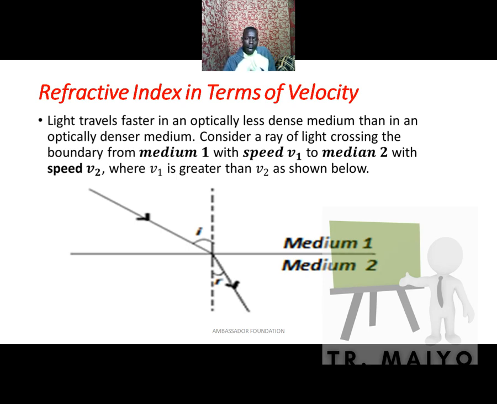Another concept: I've already introduced to you one way of calculating the refractive index, that is using Snell's law, sin i over sin r. Another one is by the use of velocity. To get the refractive index, it is the velocity of light in medium 1 over the velocity of light in medium 2. A simple one. The only thing I want you to know is how we can combine the two, that is Snell's law and the refractive index in terms of velocity.